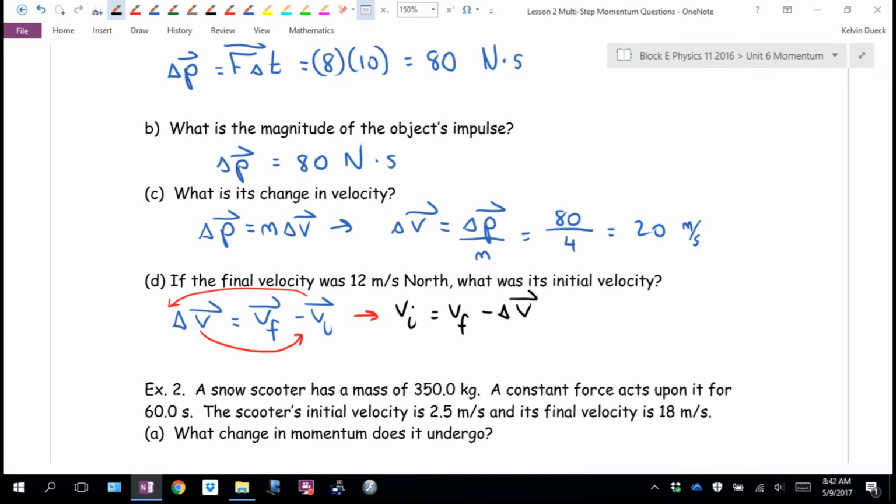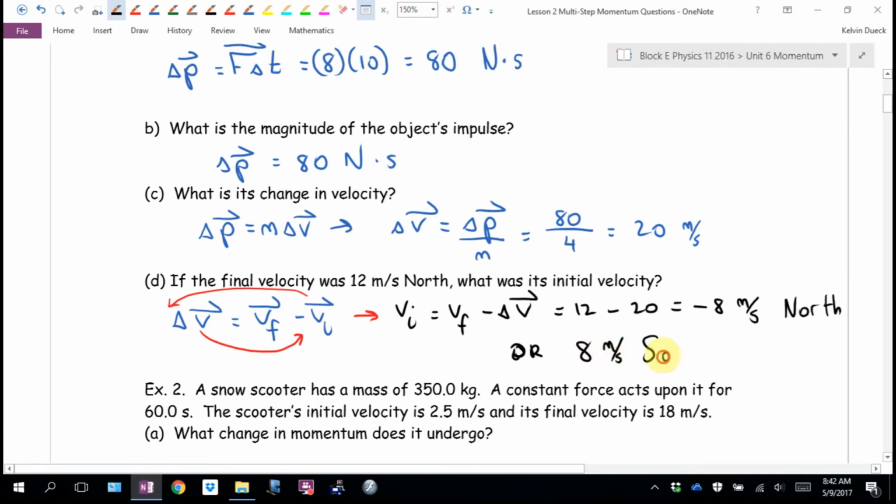So if I get a positive answer, I'll write north. If I get a negative answer, I will call that south. Because it's going to be 12 minus, what was the change in velocity? And I get negative 8 meters per second north. Or, how would we really write that? You were going backwards, south, 8 meters per second.